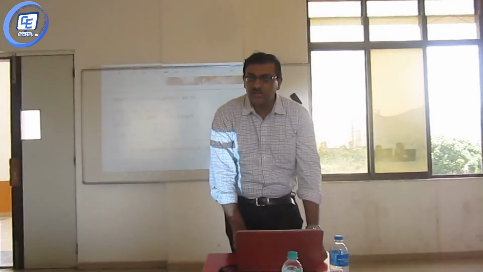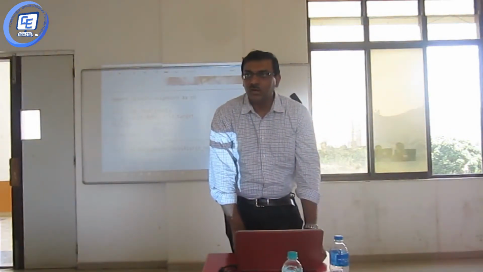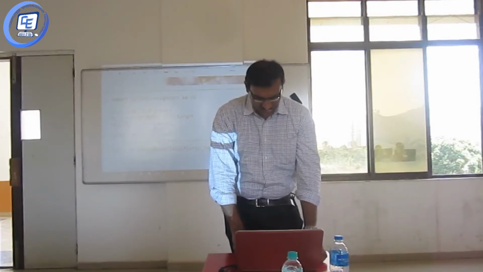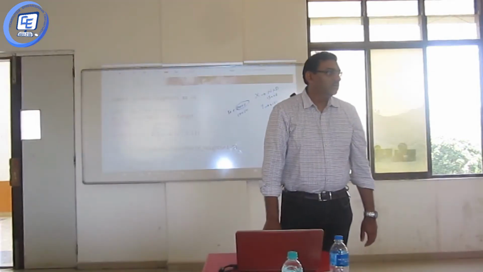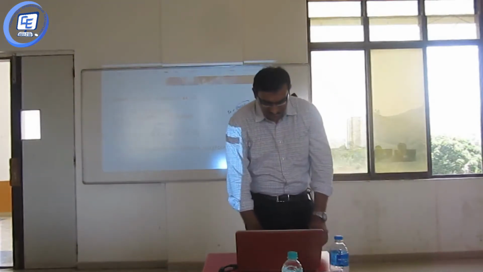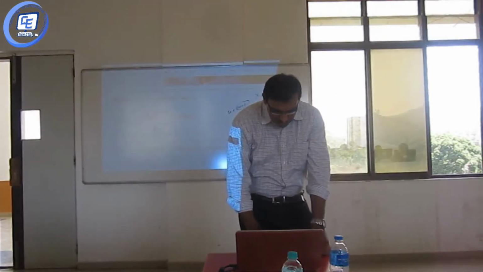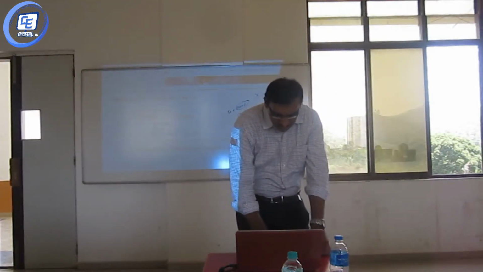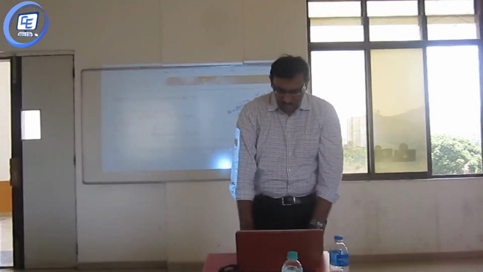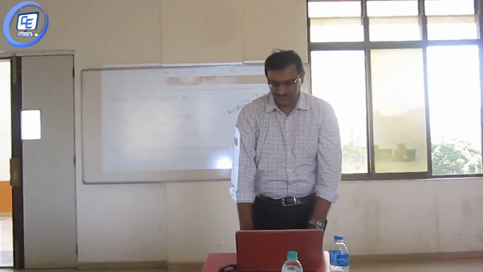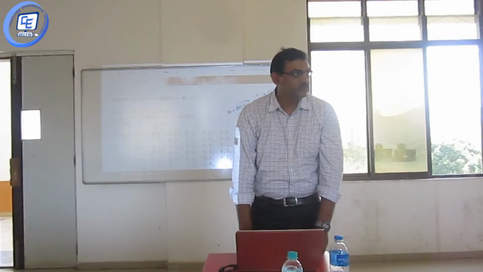X[3, :] means what? Third flower, all features. And if you do x[:, 3], what will that be? The third feature of all samples. Right?